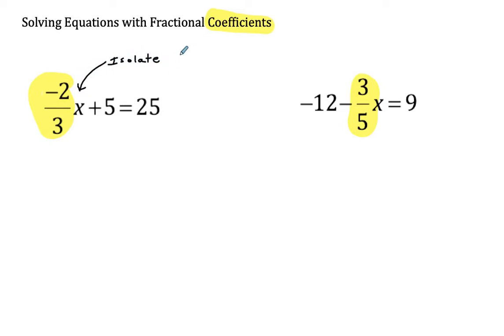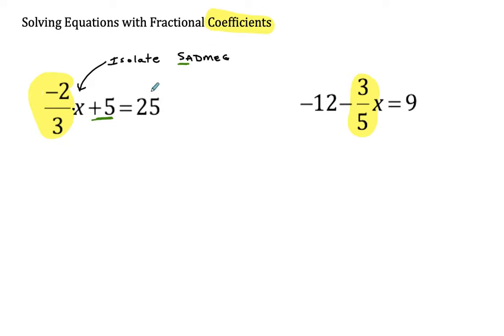And in order to isolate it, I'm going to use the order of operations backwards. So instead of GEMDAS, I'm going to use SADMEG. So I'm going to take a look at this, and figure out what everything's doing to the x. So the negative 2/3 is multiplying the x, and then the 5 is adding to that product. So taking a look backwards, I'm going to see if there's any addition or subtraction. And in fact, there was this adding 5.